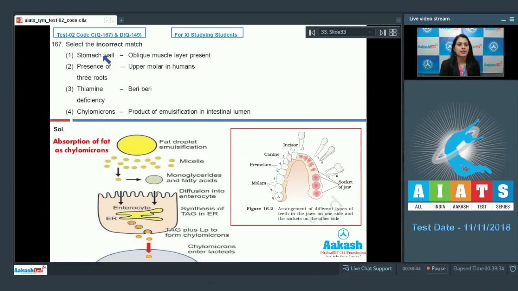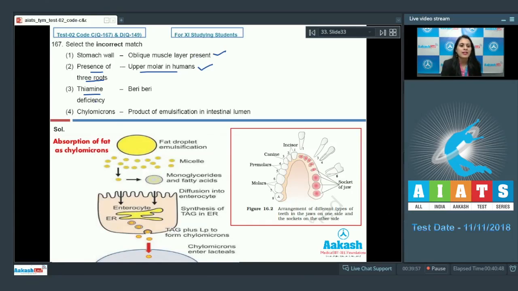Question number 167. Select the incorrect match. And the very first option given is stomach wall, oblique muscle layer present. And this is a correct match. The second option is presence of 3 roots in upper molar in humans. And as you can see in this figure given in your NCERT book, this is your molar and it has these 3 roots. And the presence of these 3 roots characterize these molars. So this is a correct match.